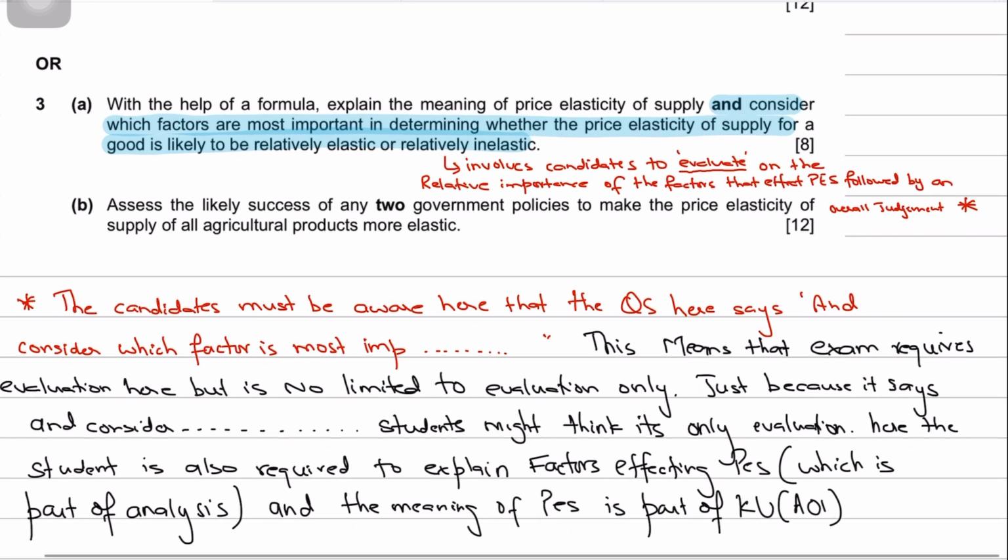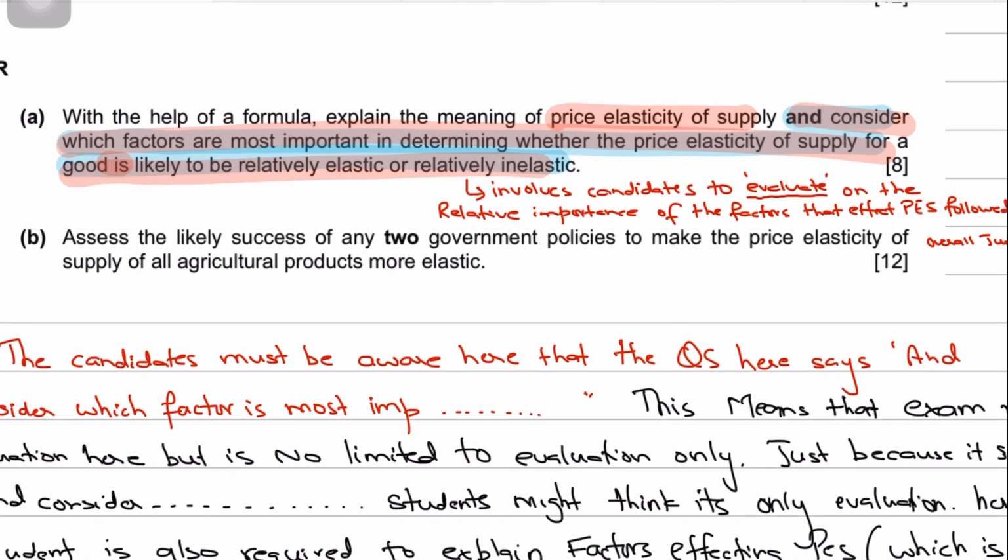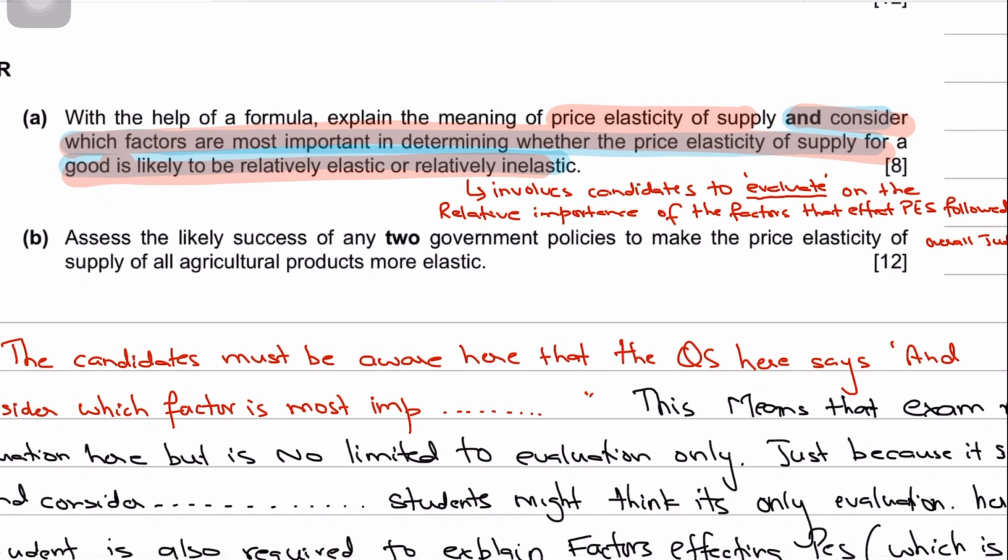So question 3 is saying, with the help of a formula, explain what PES is and consider which factors are most important for a good that is likely to be relatively elastic or inelastic. For a question like this, they're asking us to explain the meaning of price elasticity of supply, then talk about the factors, and then tell which factors are most important in determining whether the product is elastic or inelastic in supply.